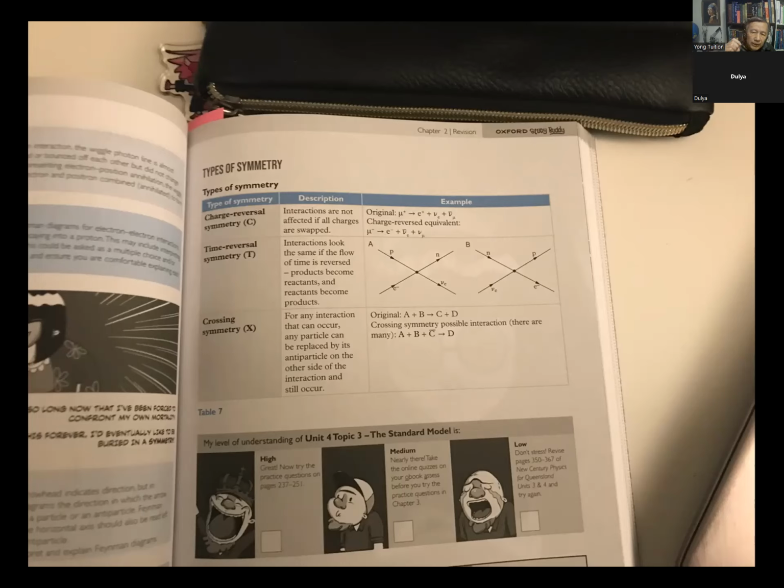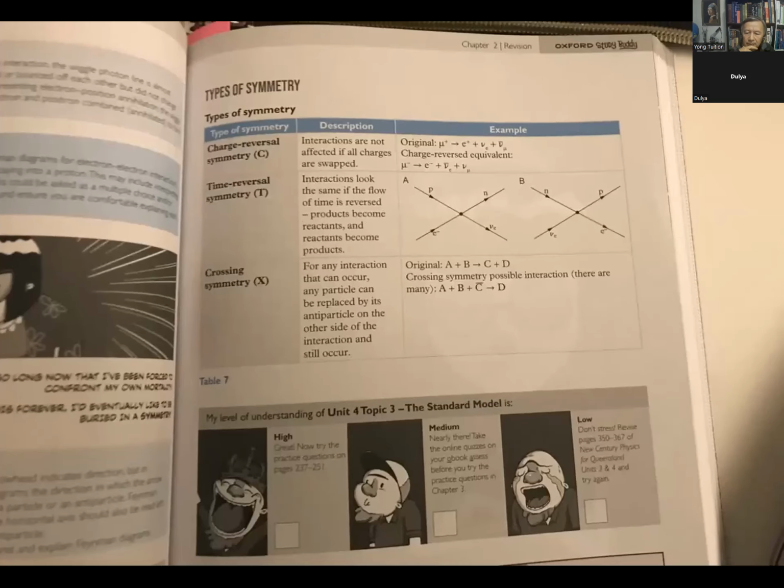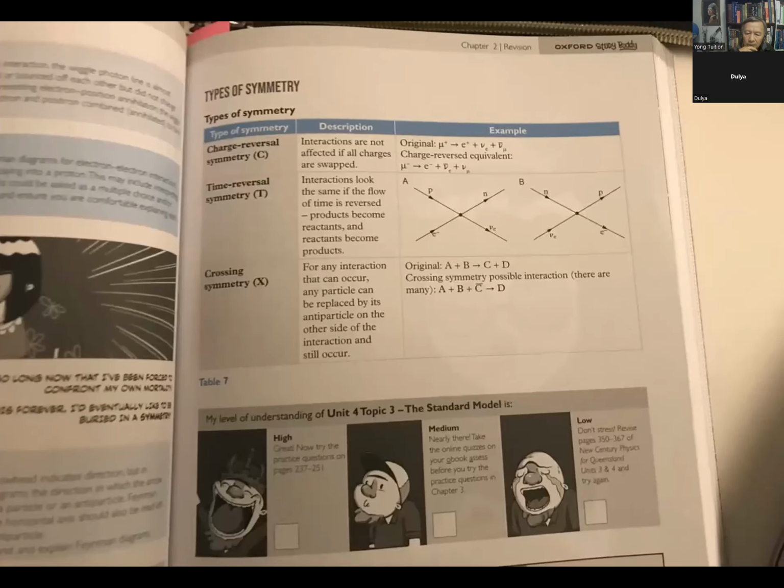I think you will learn this symmetry from each particular Feynman diagram. Can you move to the next one? What happened to the next one? They got a proton, a neutron, right? A plus B plus C plus D. So what is this? This is called a crossing symmetry. This is a possible interaction. There are many. So again, I think you only learn some ideas strictly related to the Feynman diagram. Okay.